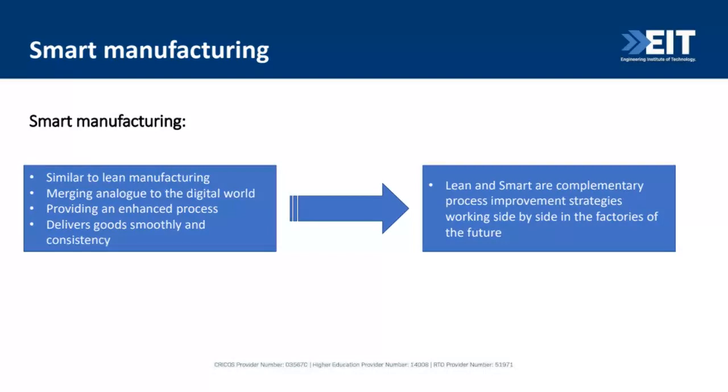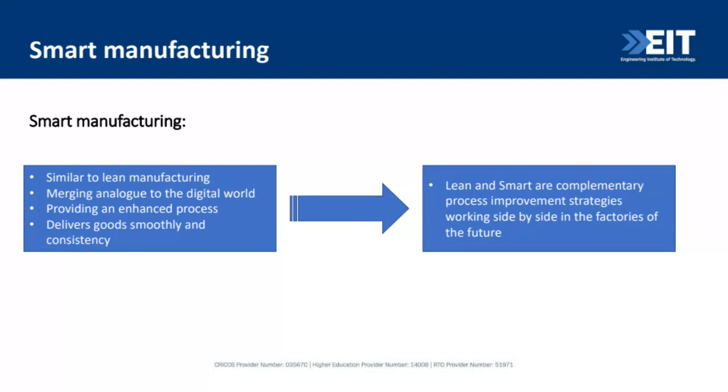What about smart manufacturing? Smart manufacturing is the lean manufacturing strategy with the capability of merging the analog world with the digital world, which results in enhancing processes and smoothing goods delivery, increasing the consistency of goods delivery. This is the abstract definition of smart manufacturing. So smart manufacturing is lean manufacturing which takes advantage of the features of Industry 4, which we talked about so far, to improve production in terms of quality and everything related.